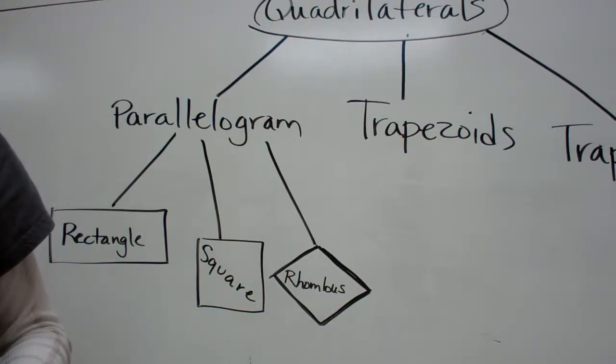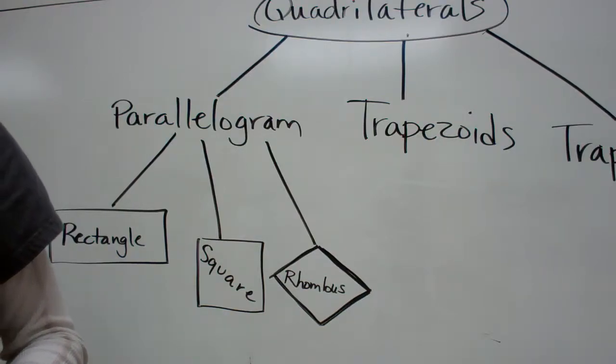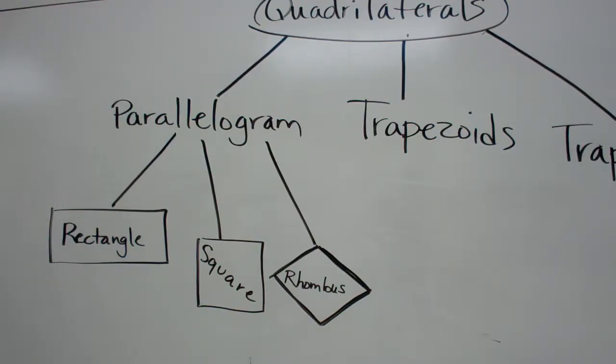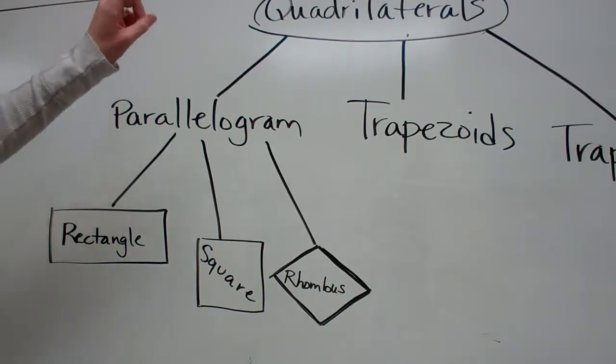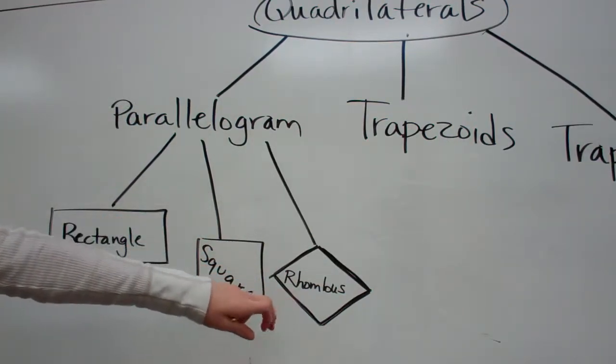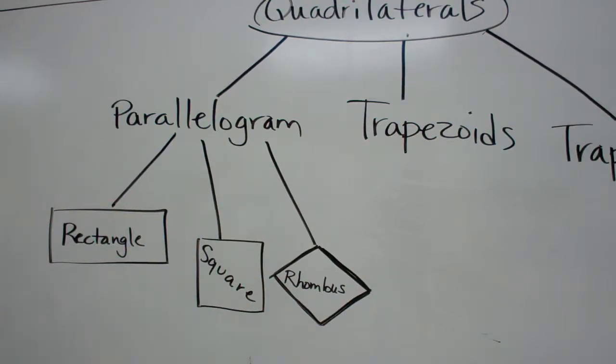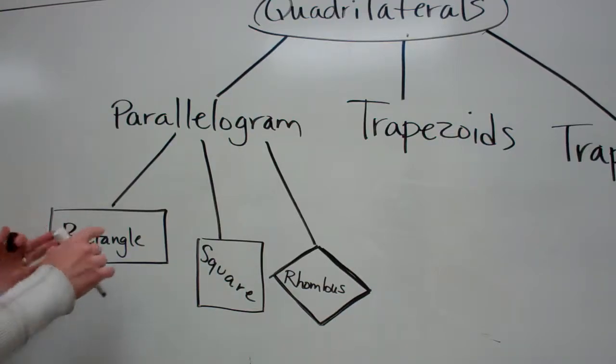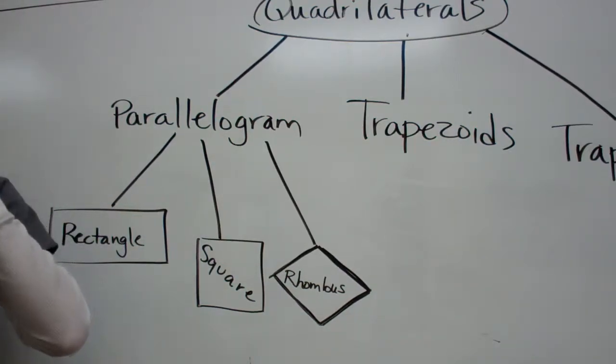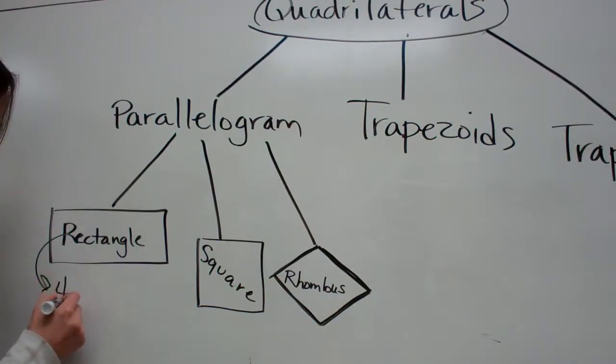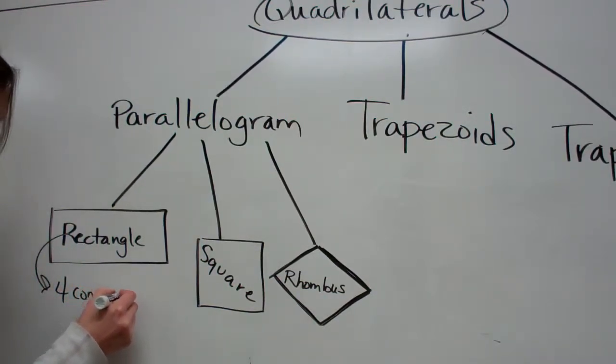All right. Is a square a parallelogram? Yes. Is a square a rhombus? Yes. Is a square, ooh, I didn't share this one with you. What a rectangle is, listen to this. A rectangle has 4 congruent angles. Now listen to that. They're all right angles. 4 congruent angles.